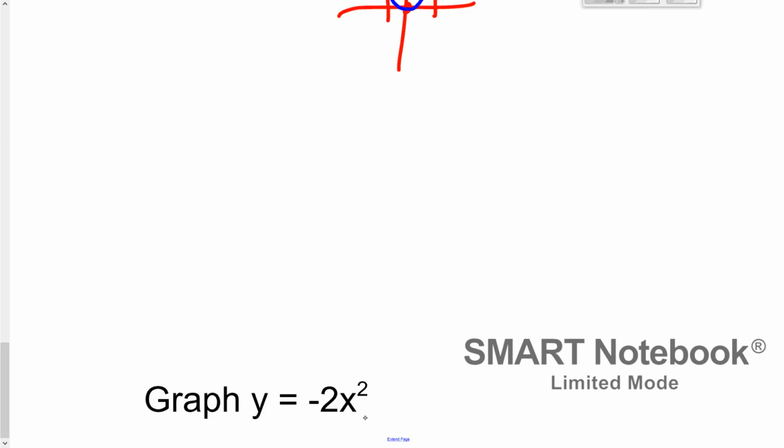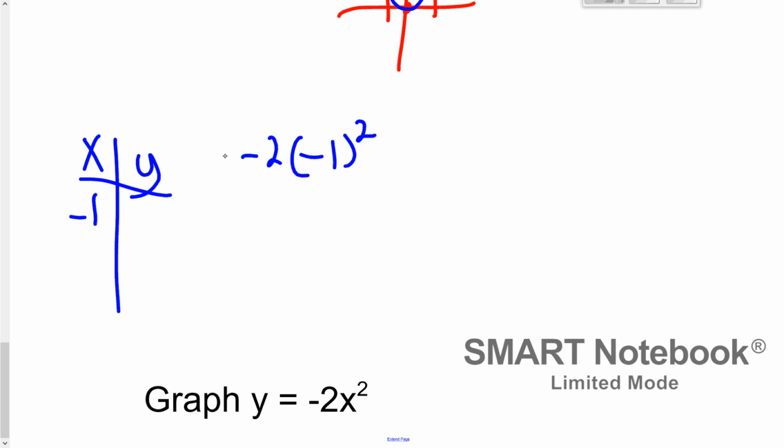Okay, last one. How about a negative 2x squared? So again, let's plug in -1. So -1 squared times a -2 this time. Remember, anything negative squared is always going to be positive, and 1 times 1 is 1. Then times that by -2. And so our y is -2.